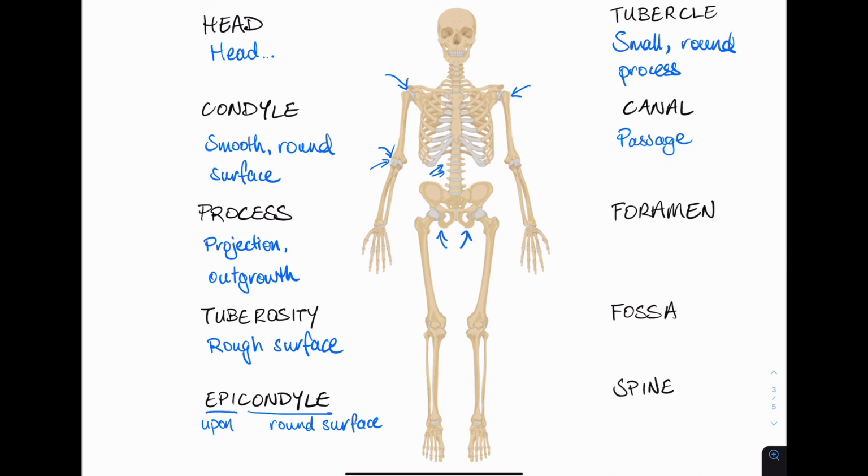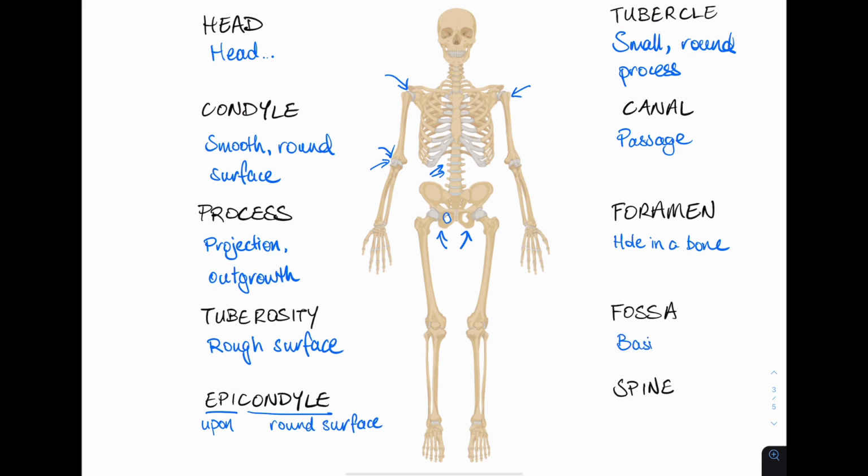Canals are passageways within bones. For example, the optic canals allow passage of the optic nerves into the back of the brain. Foramens are probably the easiest to describe. They are literally a hole in the bone. Towards the pelvis, I've just tried to circle in the obturator foramen, through which nerves and blood vessels pass through.